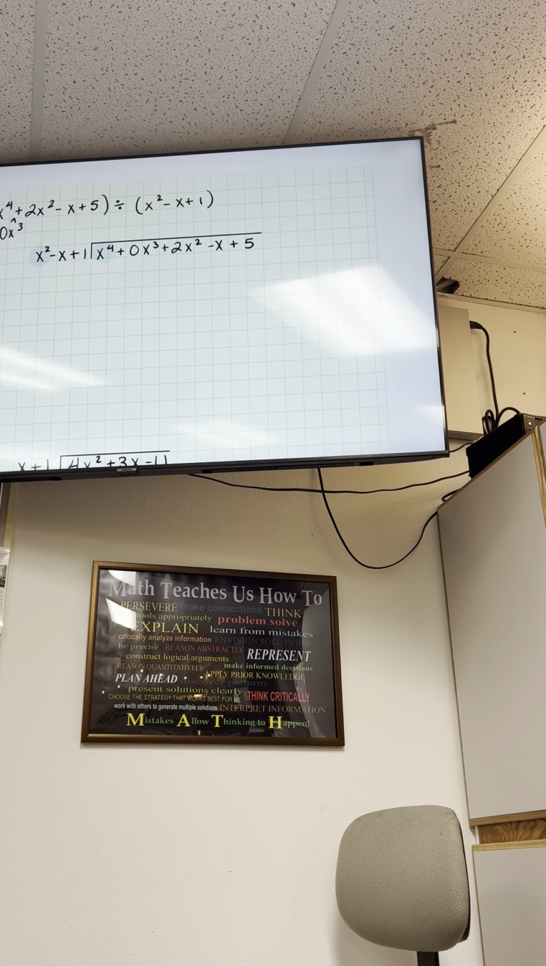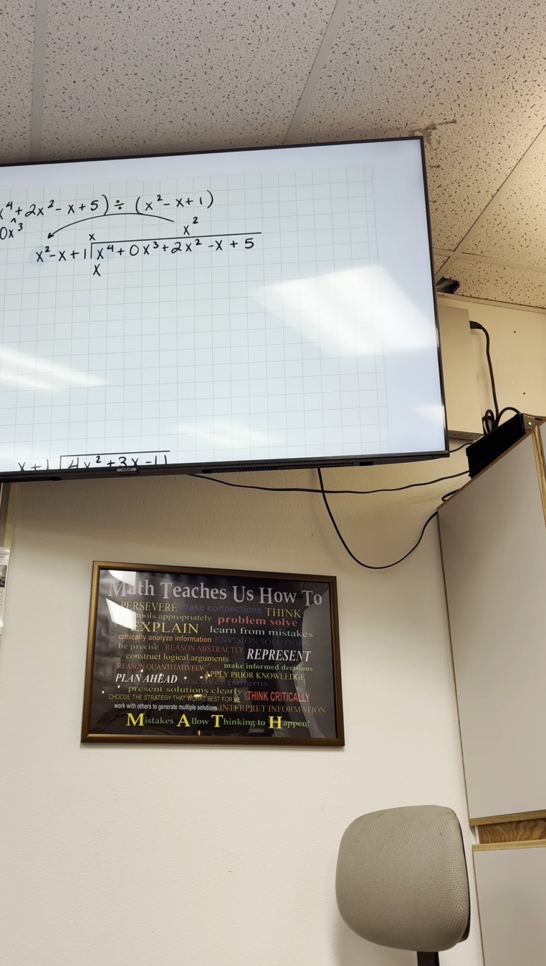What do you guys think? Isaac? x squared, good. And that's going to go above the x squared term here. 3 digits, so 3 spaces over, or 3 terms. Okay, now we start finding those products.